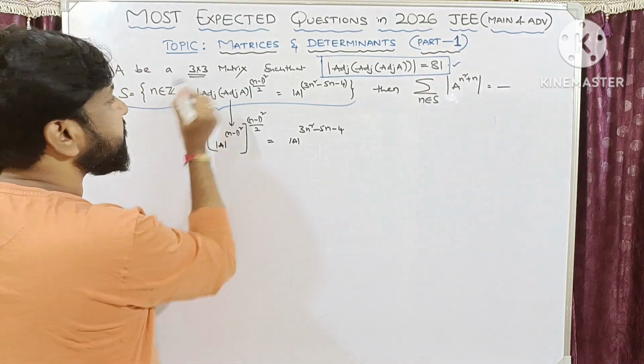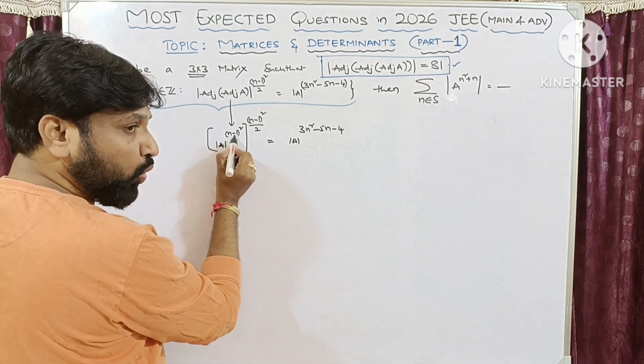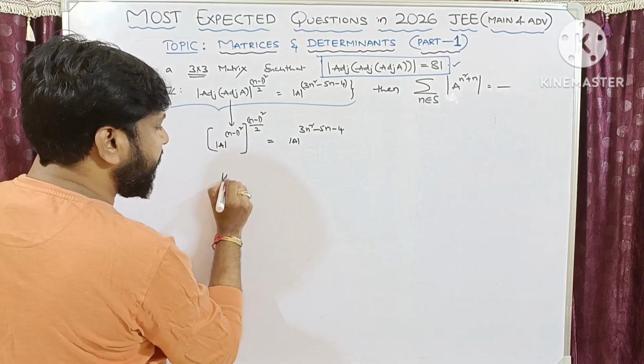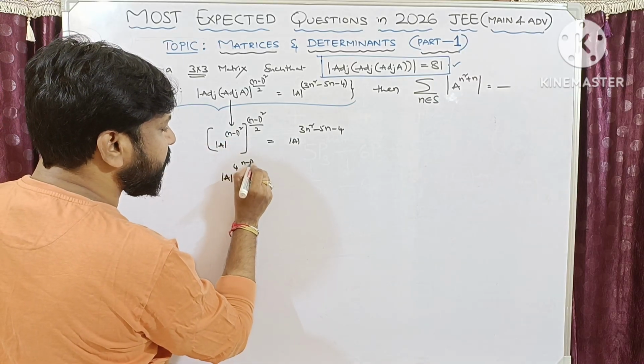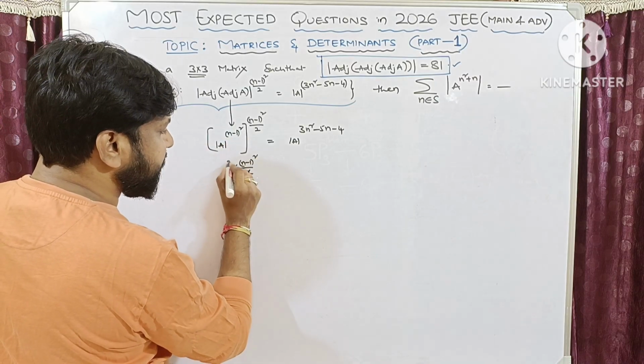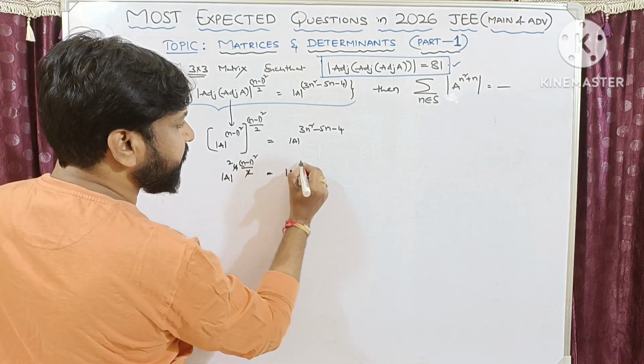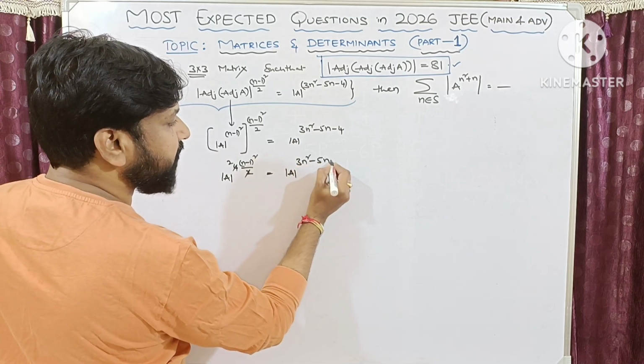What is the order of the matrix? This is the 3 by 3 matrix. So (3 minus 1) squared means 4. So det A power 4 into (n minus 1) whole square by 2, the 2 will cancel. So this is equal to det A power 3n square minus 5n minus 4.